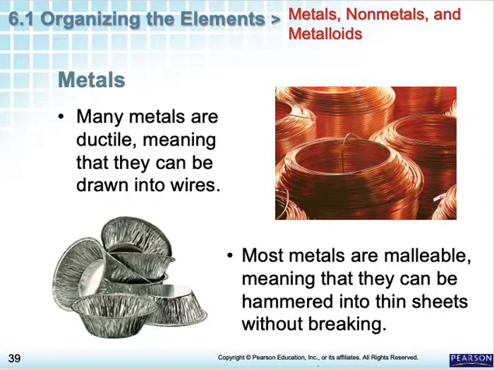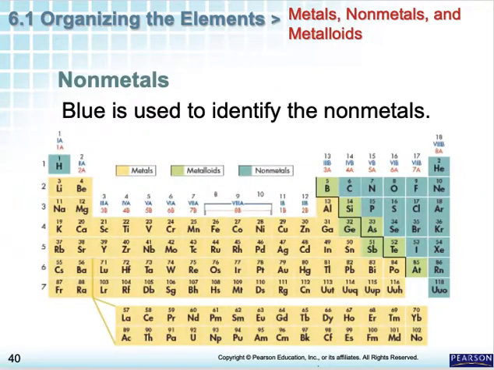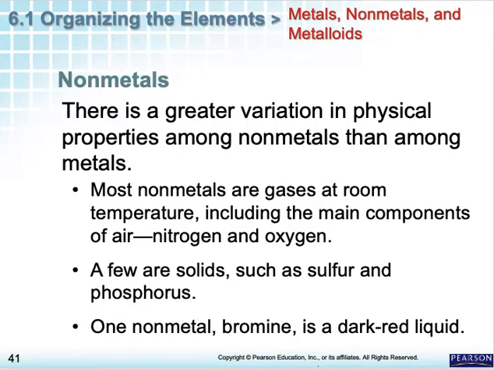Metals are ductile, meaning that they can be drawn into a wire. They are also malleable, which means they can be hammered into sheets without breaking. So we can make aluminum foil out of metal. Blue is used to denote the nonmetals, and we are going to learn about the general properties of nonmetals next. Nonmetals have a greater variation in their physical properties than we have in the metals.